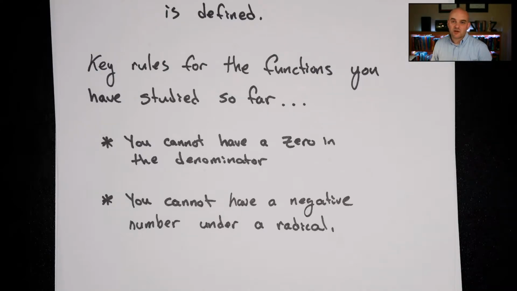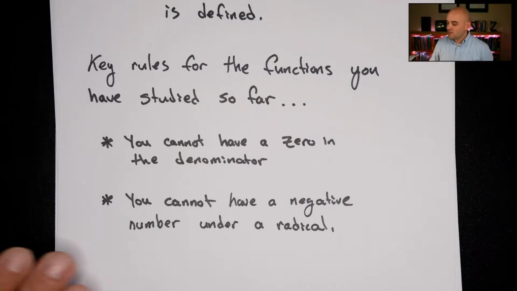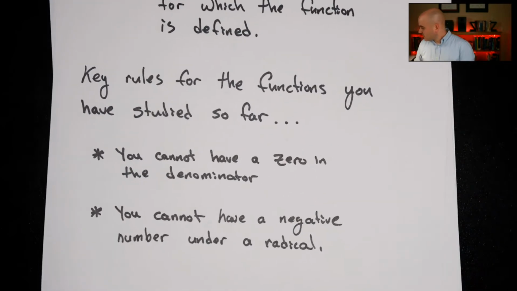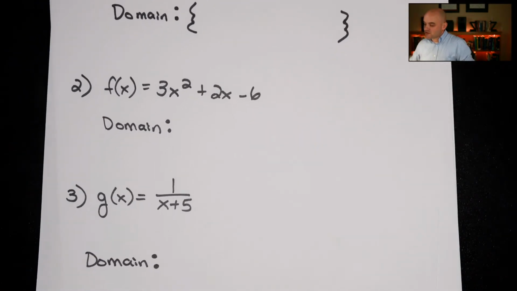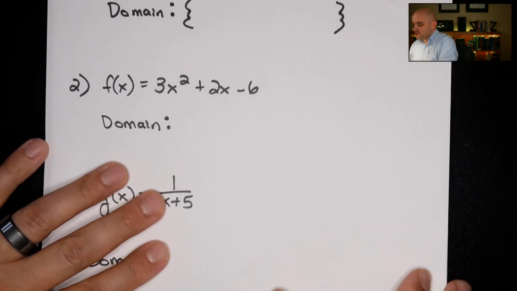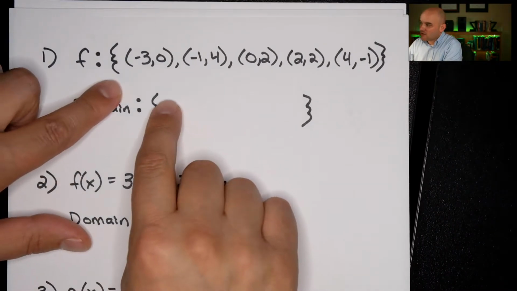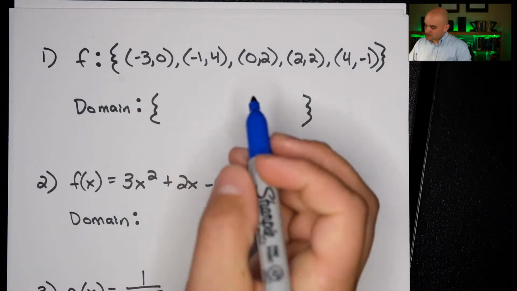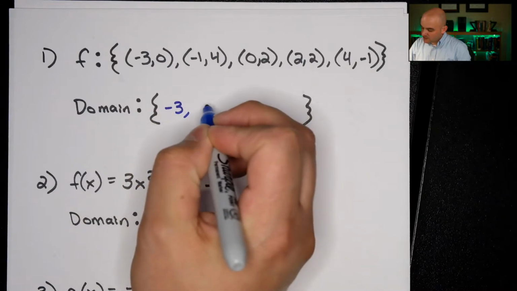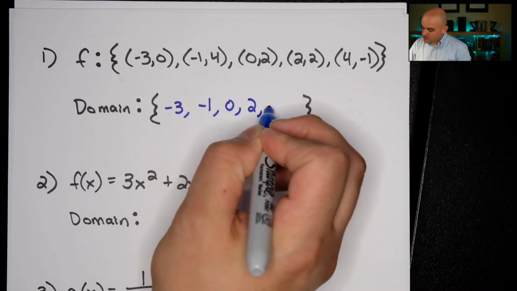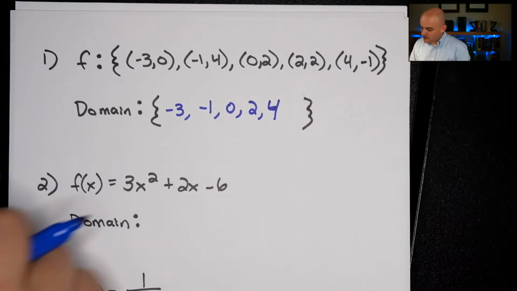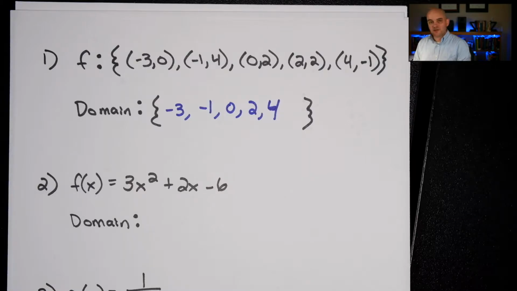Now later on when we talk about functions like logarithms, we're going to have additional rules for the domains. But just to get us prepped for what we already know, this is where we are starting out. So our first example here is just a set of ordered pairs that represent a function, and I want to know what are the possible input values if this is our function. So going left or right, we could have a -3, a -1, 0, 2, and 4. Those are our possible input values for the function in number 1. Fairly simple. We're just writing down the x values.